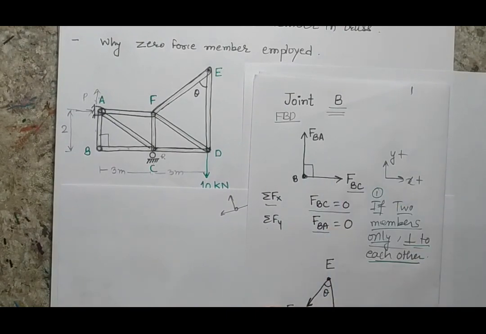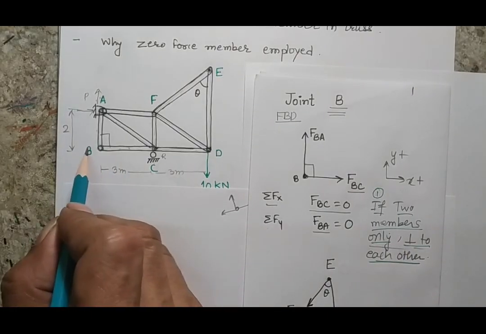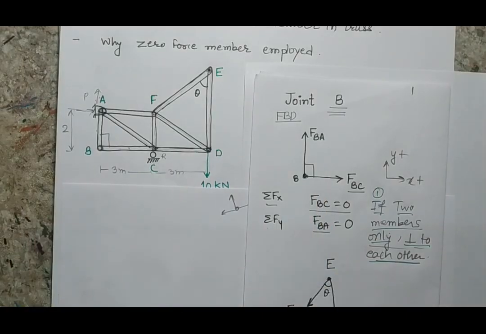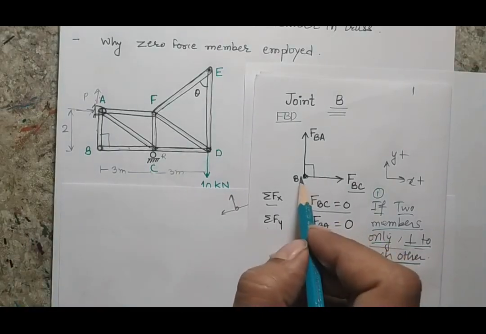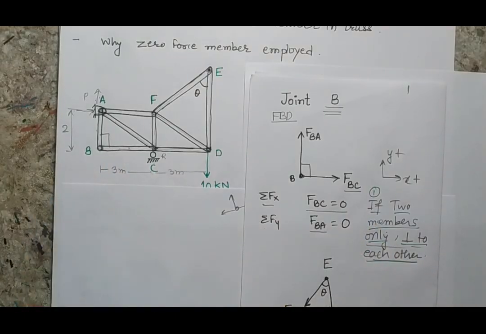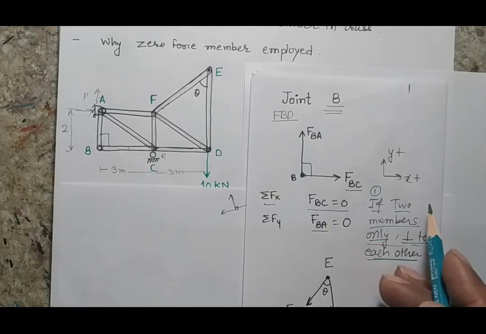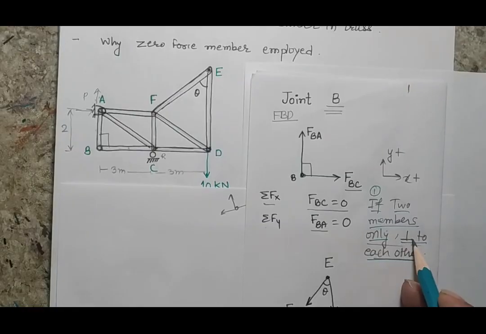I am saying that there are only two members, there is no other force. Suppose a force was acting here, in that case these two members will not be zero force members, because when you write the equation the effect of the force will come and these two members will become load bearing members. But here these two members are zero force members. So in the first case we have defined that two perpendicular members are zero force members.